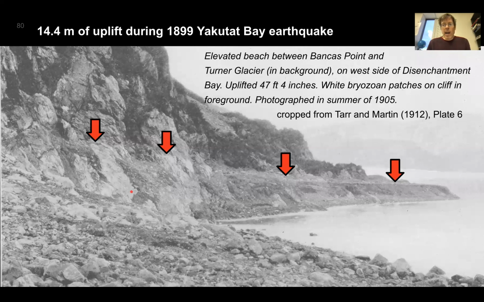This shows a photograph of a spectacular effect from the 1899 magnitude 8.1 Yakutat Bay earthquake. 14.4 meters of uplift occurred. So when you see this kind of terrace, you have to appreciate that, within a matter of minutes of the earthquake, the Earth's surface was forever changed. You can see this terrace today, over 120 some years later. The Earth permanently moved from slip on this fault. And to relate the geology around us with something that happens in a matter of minutes is really spectacular.